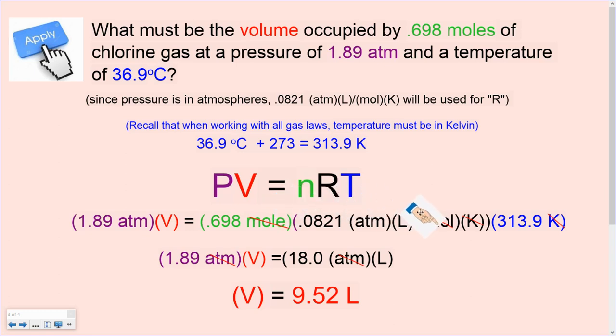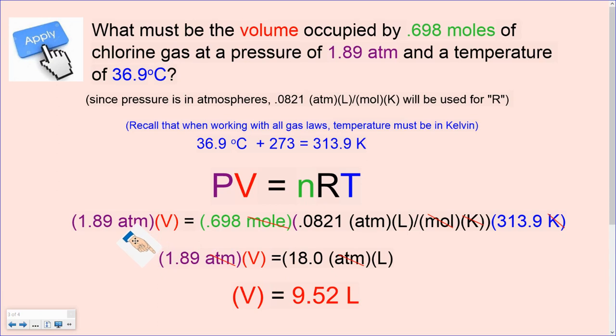Don't let the units confuse you. It's just a label. I'm going to show you how they cancel out. And there's our temperature, 313.9 Kelvin. So when we multiply all of these numbers together on the right side of the equation, moles is in the denominator, so moles is going to cancel. And then K and K are going to cancel, leaving us atmospheres per liter on this side. So 0.698 times 0.0821 times 313.9 is equal to 18.